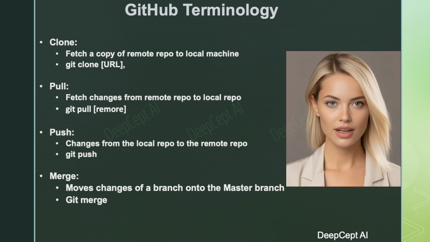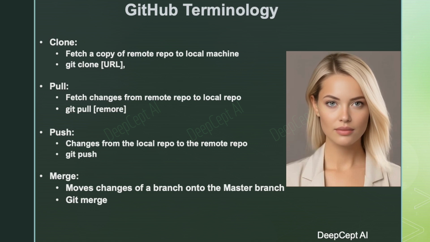Pulling involves fetching changes from a remote repository and merging them into your local repository. It's used when you want to update your local repository with the latest changes made by others. The git pull command is used to perform this operation.